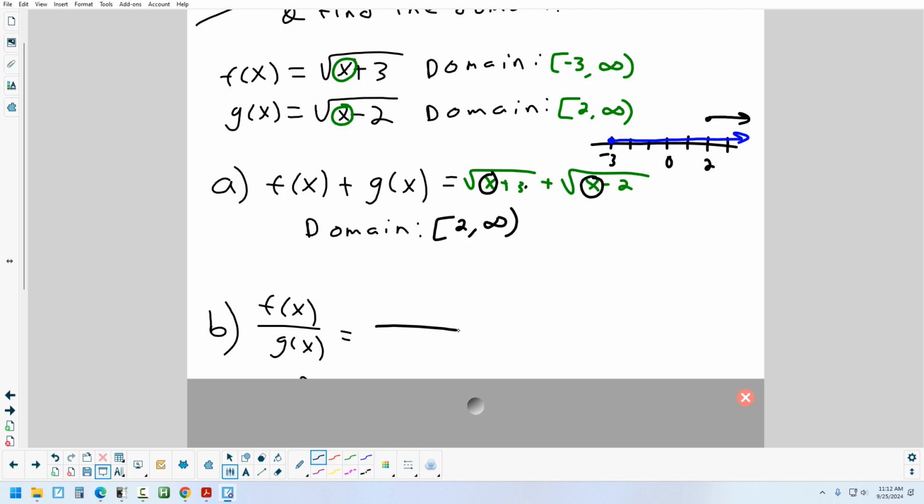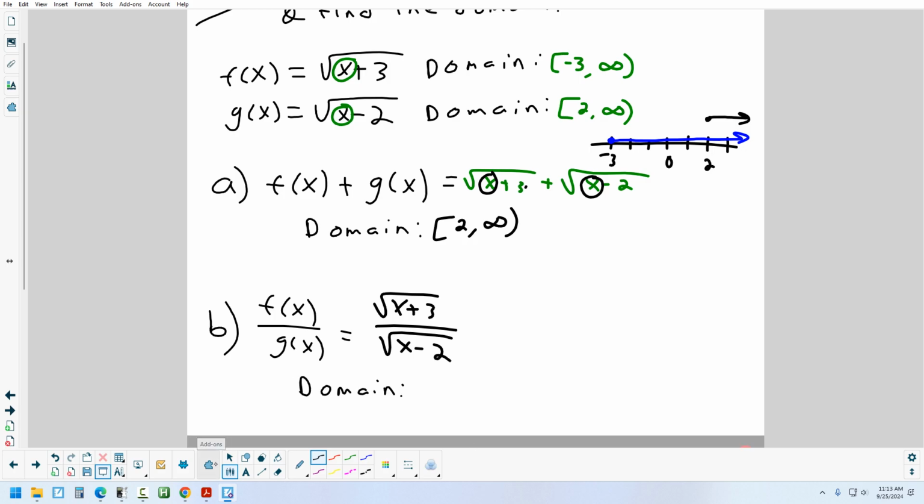X plus 3 over x minus 2. We lost something. Yep. Square root of x plus 3 over square root of x minus 2. Now again, we're not supposed to leave the square root in the bottom, but I'm not worried about that this time. Okay. What do you think the domain would be here?